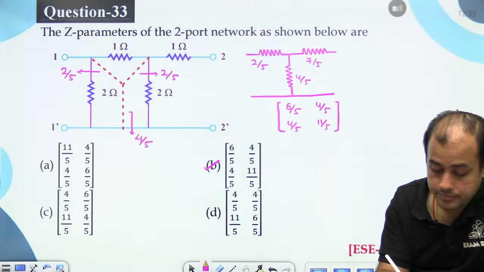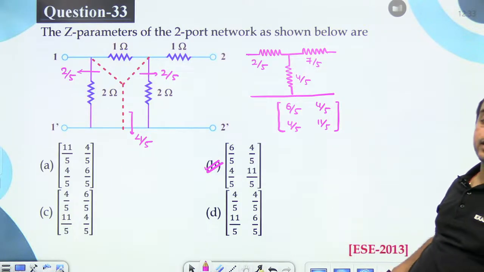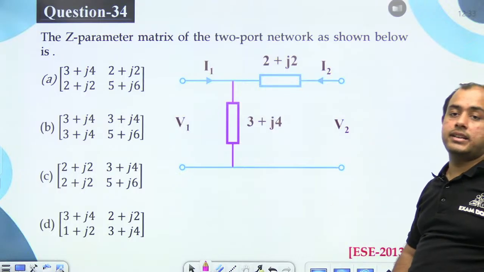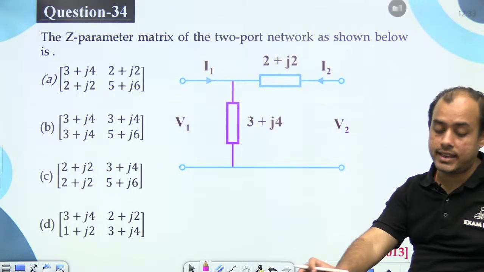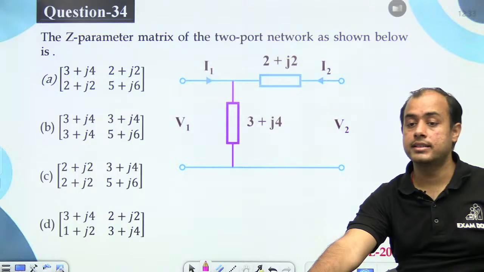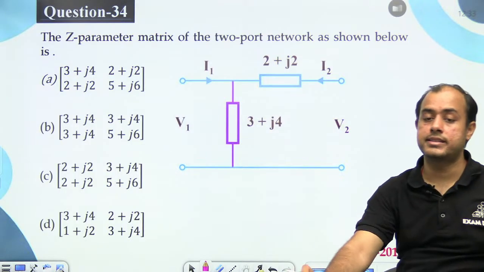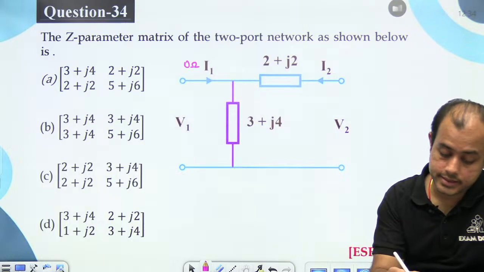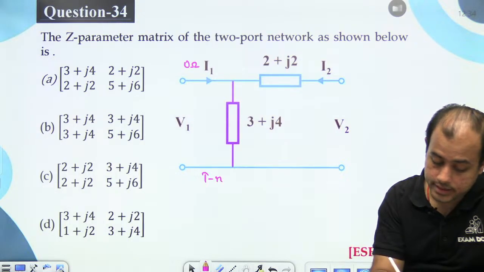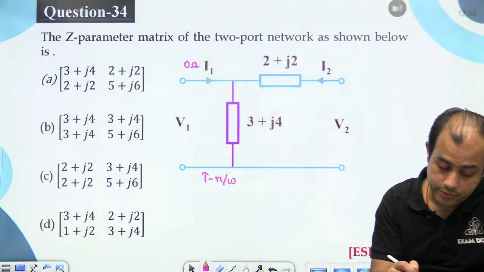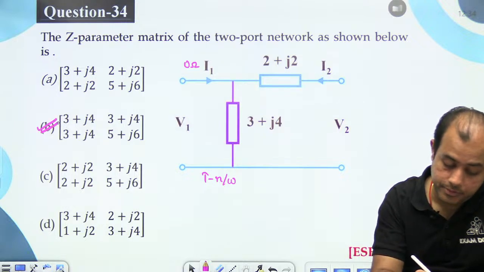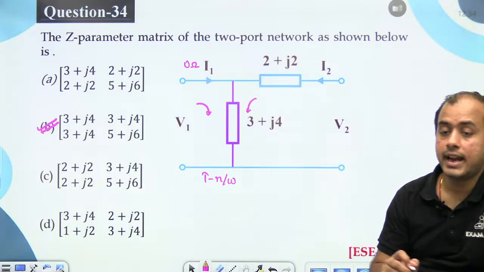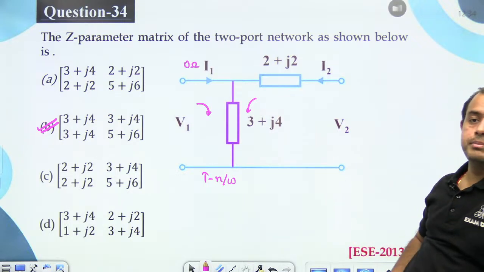So the answer is B. If it comes as a T network, I can write the z parameter matrix directly. Very easy. ESE 2013 again: what is the z parameter matrix of this network? So this is 0 ohm, again this is a T network, so 3 plus J4, 3 plus J4, 3 plus J4, 5 plus J6. You take the sum and then the impedance between two meshes. Very easy.